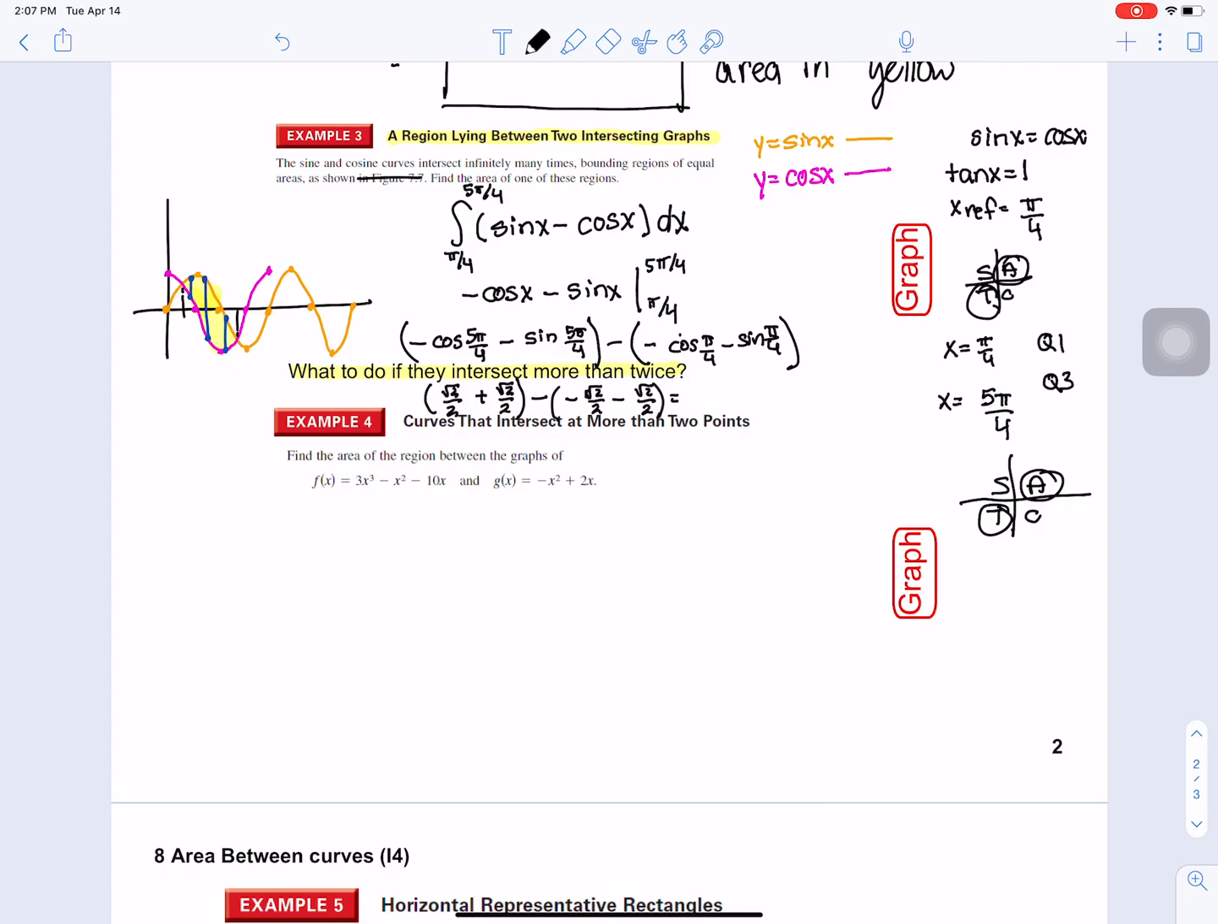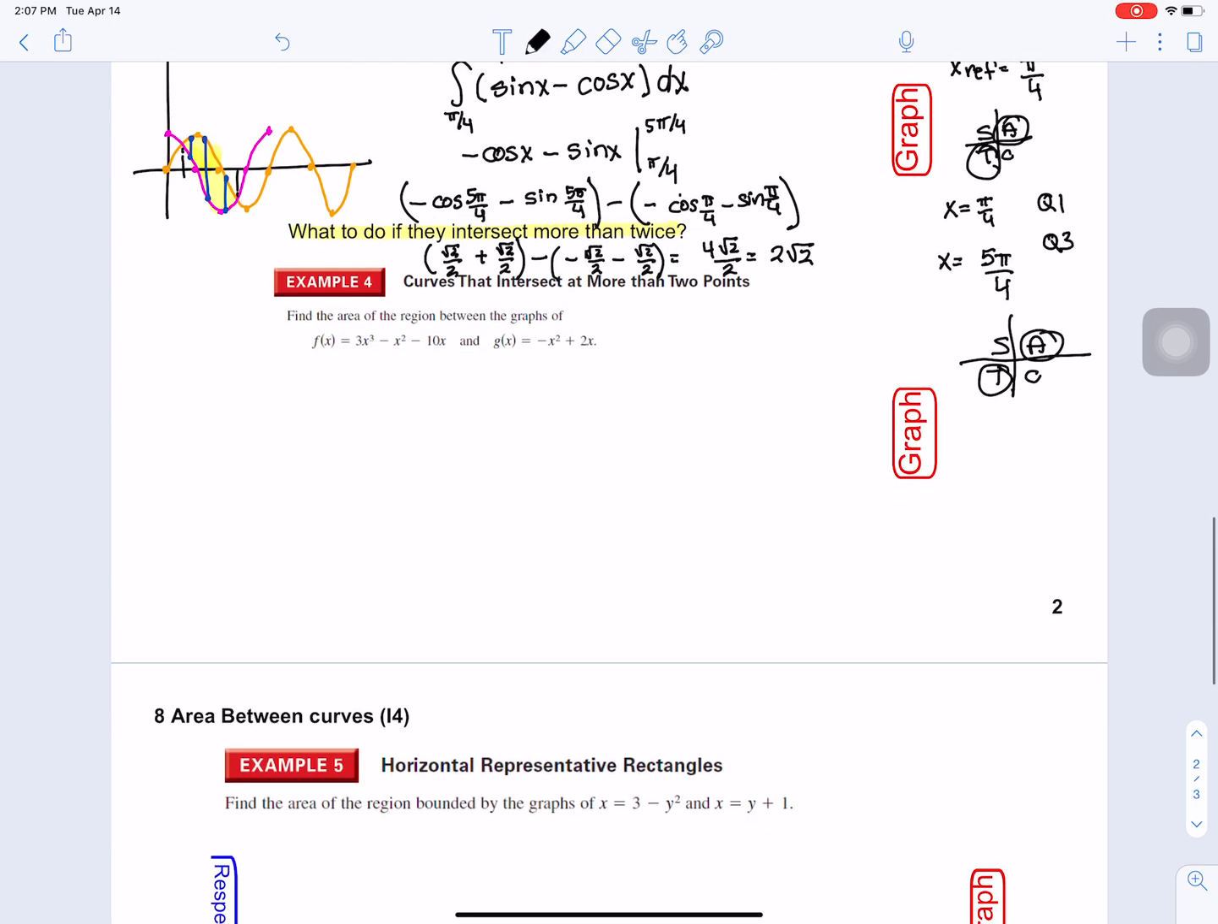So when you add that all up, the negatives will cancel to positives. You get 4 root 2 over 2's, which simplifies to 2 root 2 as my final area under the curve for one of those sections. And then that section gets repeated infinitely many times.